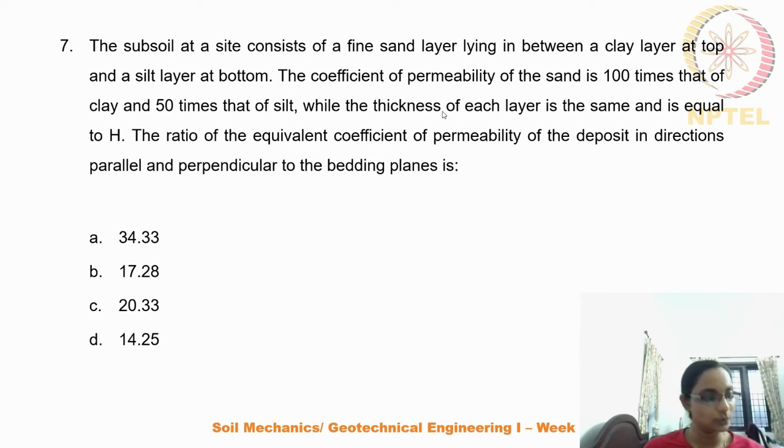I'll wait for 2 minutes. Can anyone solve and put it in the chat box? We have four options here. So first we need to find out what is the coefficient of permeability in the parallel direction and then in the perpendicular direction, and then take the ratio.